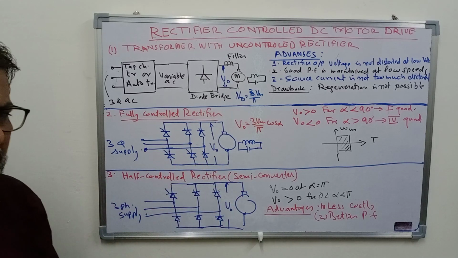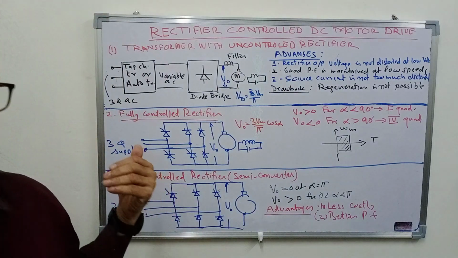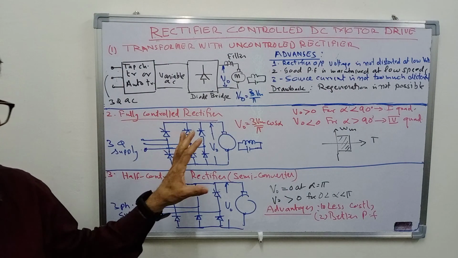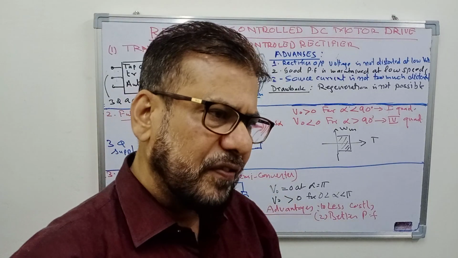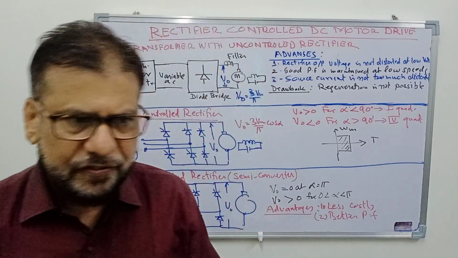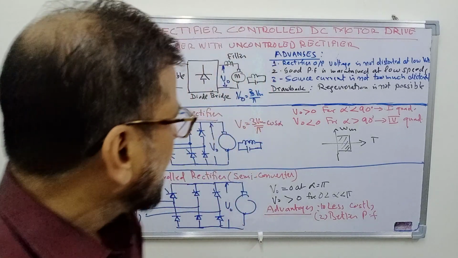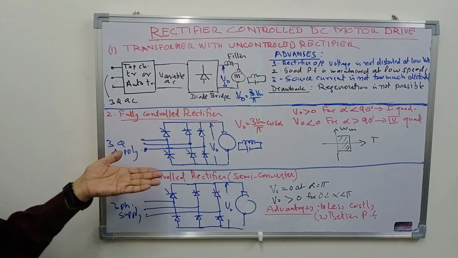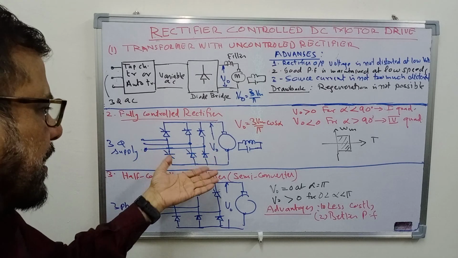For low power applications, for up to say 10 kilowatt motors, we can use a single phase supply, and a single phase bridge rectifier may be used. For even smaller ratings, you can have a single phase half wave rectifier also. That will be more economical. For large power ratings, you have to go for a three phase rectifier here.